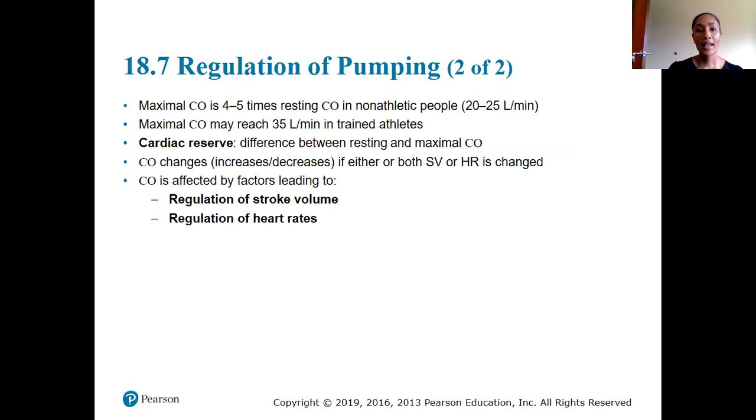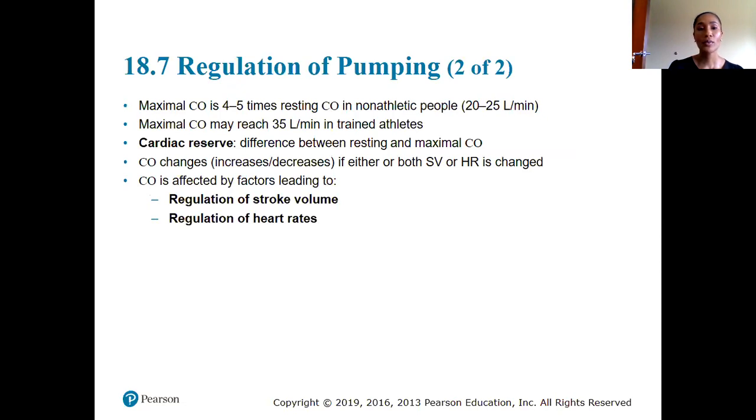The maximal cardiac output is 4 to 5 times what your resting cardiac output would be in a person that's not an athlete. So that's usually around 20 to 25 liters per minute. The maximal cardiac output may reach up to 35 liters per minute if you are a trained athlete. The cardiac reserve is going to be the difference between your resting and your maximal cardiac output.